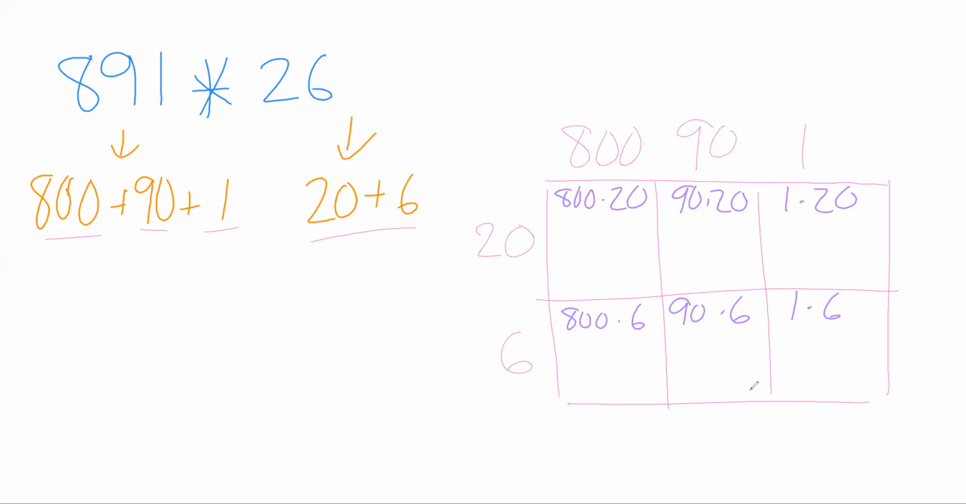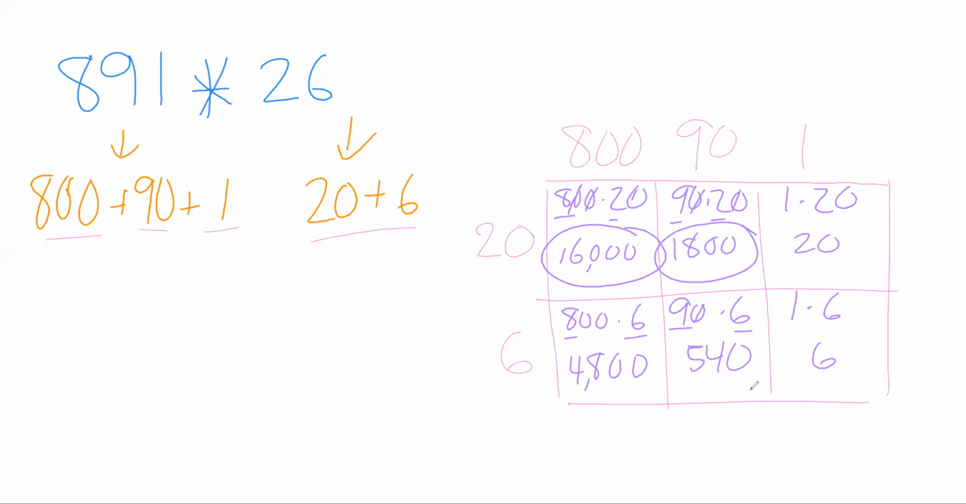Now I'm going to go through and just multiply each one. So 8 times 2 is 16. 1, 2, 3 zeros. 9 times 2 is 18. 2 zeros. 20 times 6. That's 540. And this is 4,800, right? Like I just said, it becomes natural. Like as you practice more and more your multiplication facts, they just start coming to you.